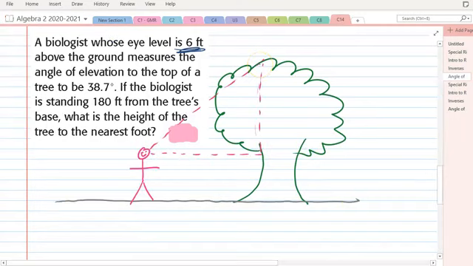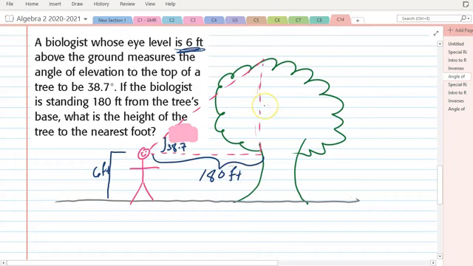So here we have our biologist. We know that the biologist is 6 feet above the ground. So from the eyes to the floor is 6 feet. We also know that the biologist is looking up at an angle of 38.7 degrees. And we know that the biologist is 180 feet away from the tree. And they want to know how tall the tree is. Now granted, how tall the tree is from the top all the way to the bottom.